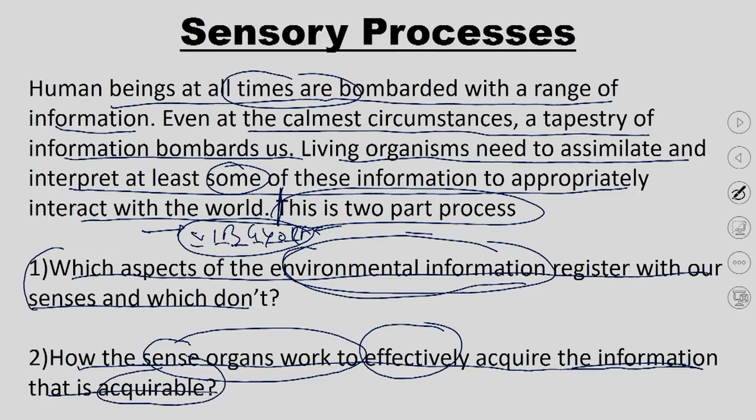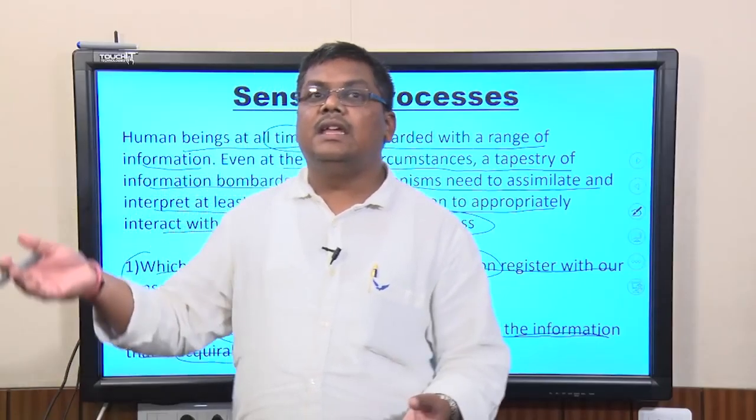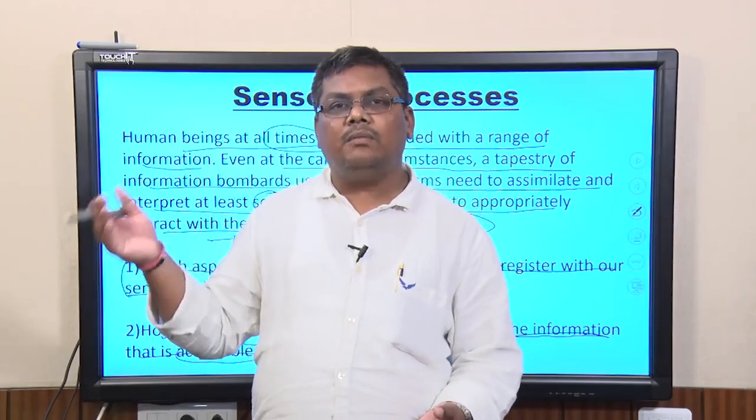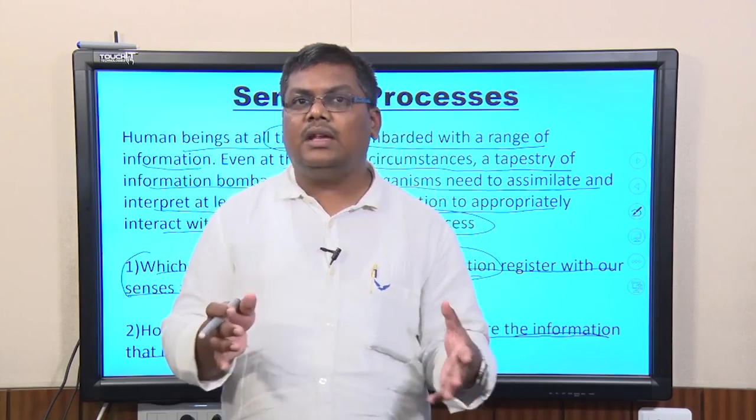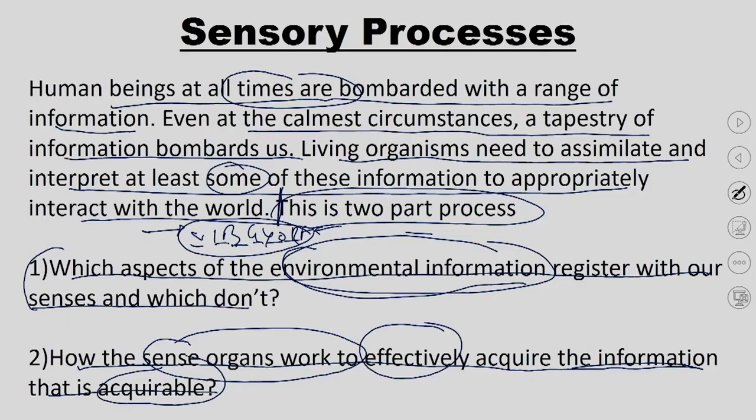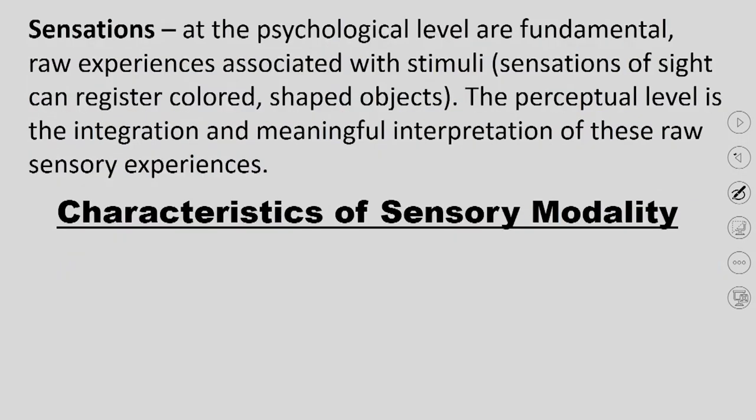Now, how the information that the sense organs are acquiring is given meaning will come in lectures 5 and 6, when we discuss perception. Here, we will only look at the mechanism through which external information from the environment is encoded in our brains. How they are encoded is what is of interest to us in the present lecture. So, let us now define what sensations are.